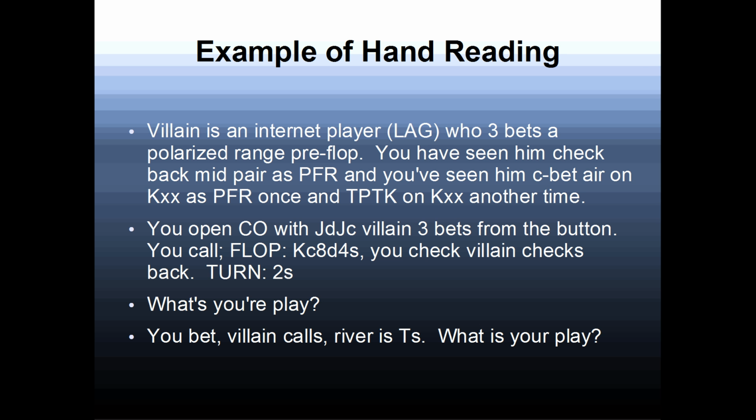So you open the cutoff with two jacks, and your opponent 3-bets from the button. You decide to call. Say you're 100 big blinds deep. The flop comes King-8-4 rainbow. You check, villain checks back. Okay, so the turn comes off, the 2 of spades. What do we know about our opponent's range? At this point, what do we think?